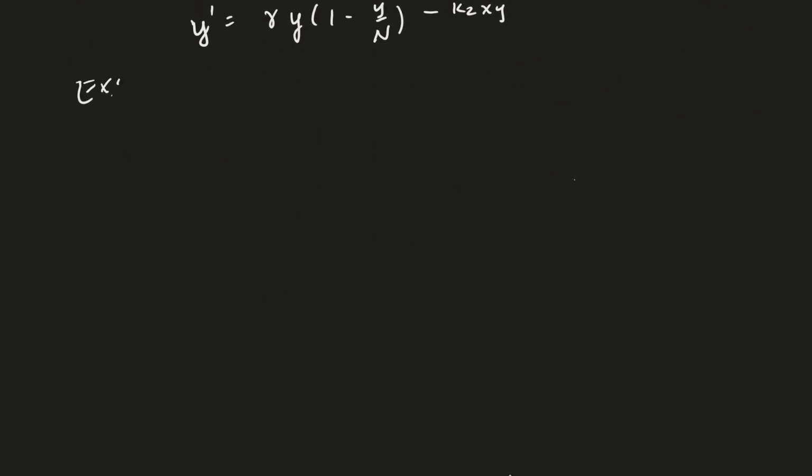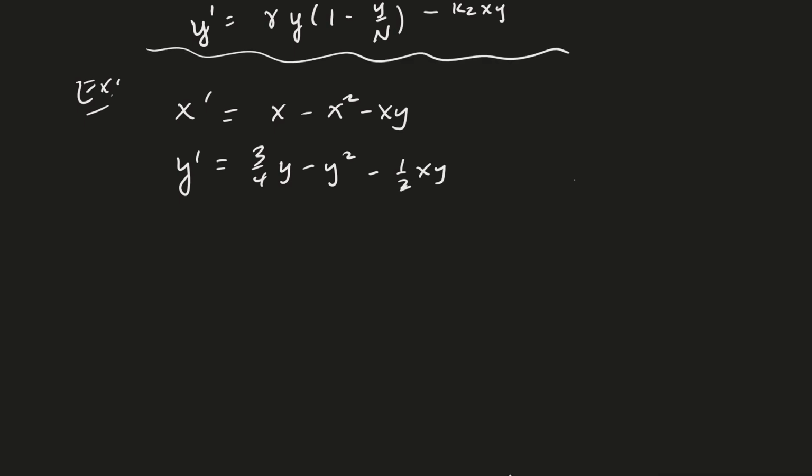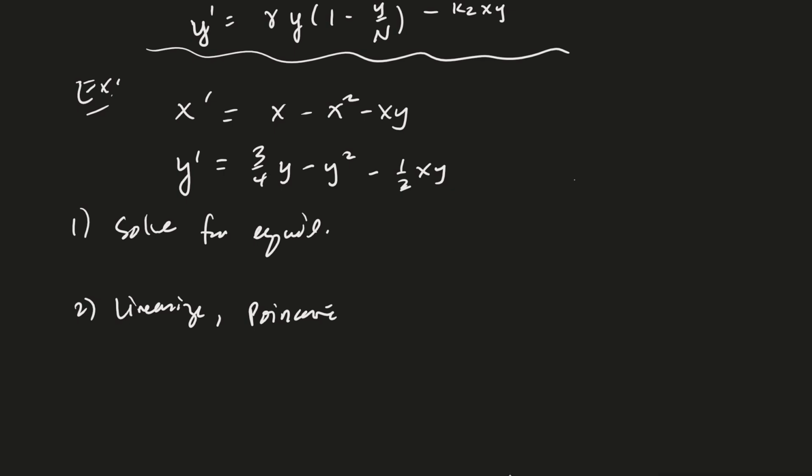So example, let's be more specific. x prime is equal to x minus x squared minus xy, and y prime is equal to 3/4 y minus y squared minus 1/2 xy. And so how do we do our analysis of a nonlinear system of differential equations? That's right, it's the two-step. The two steps are: solve for equilibria, and then linearize and use Poincare to classify. Good. So in solving for our equilibrium solutions, we have x times (1 minus x minus y) equals 0 in the top one, and y times (3/4 minus y minus 1/2 x) equals 0 in the bottom.